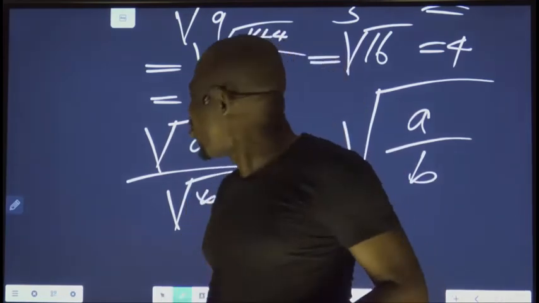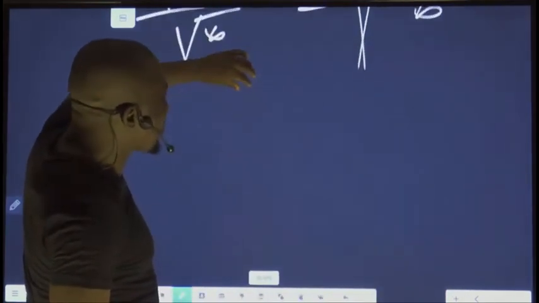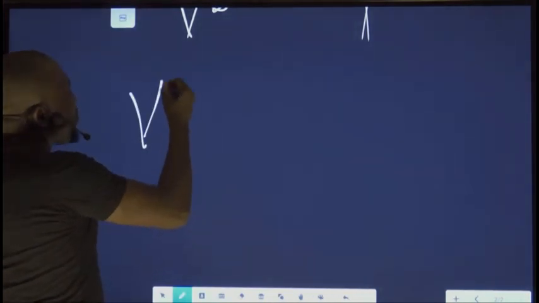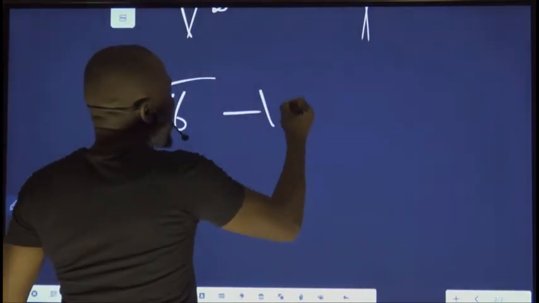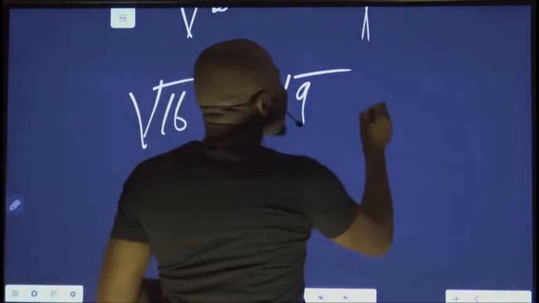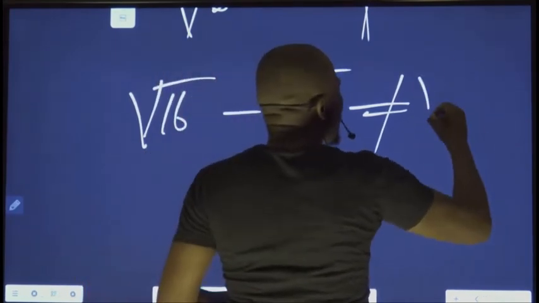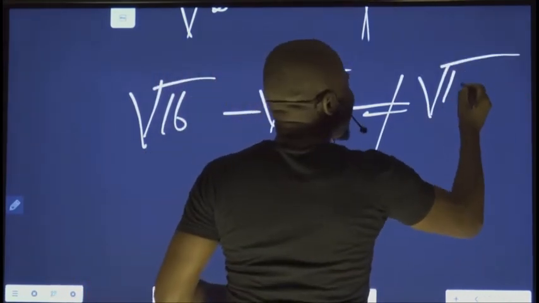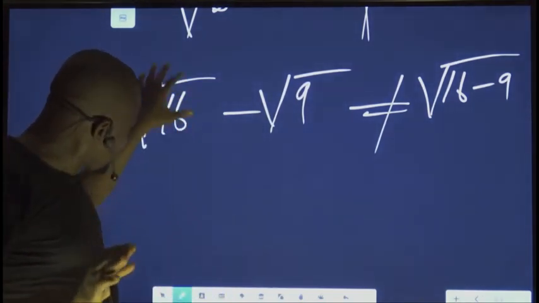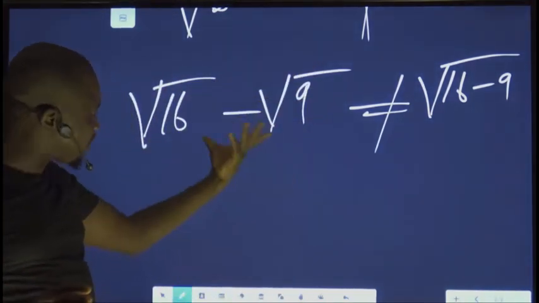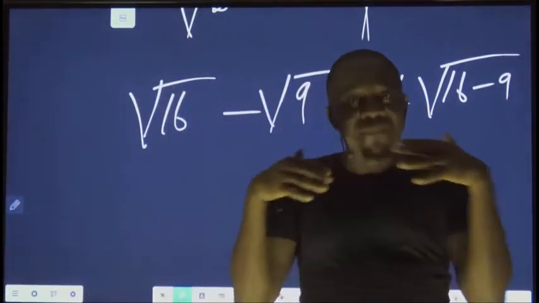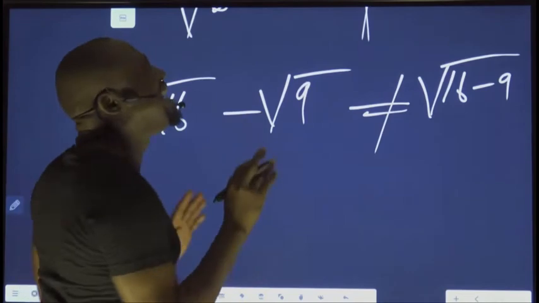But now, what is not possible? Assume you have something like this. The square root of 16 minus the square root of 9. This is not equal to the square root of 16 minus 9. No, they are not equal. What you can do, you do this separately, you do this separately. You cannot bring them together. Remember, for the multiplication and division, you can bring them together. But for this one, they can never come together.